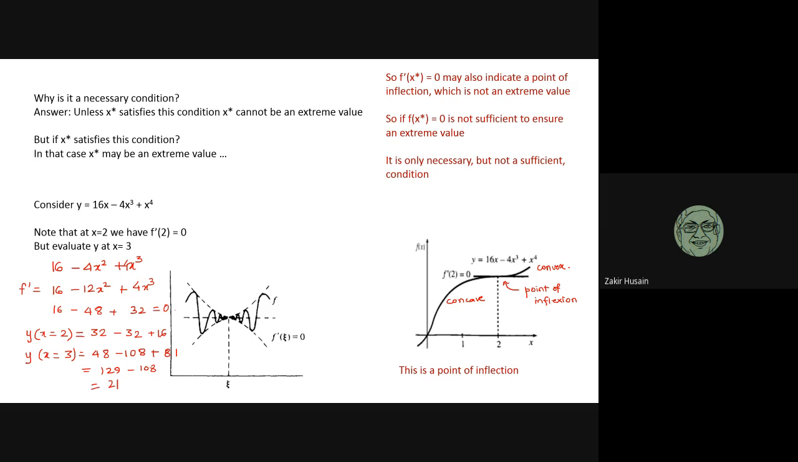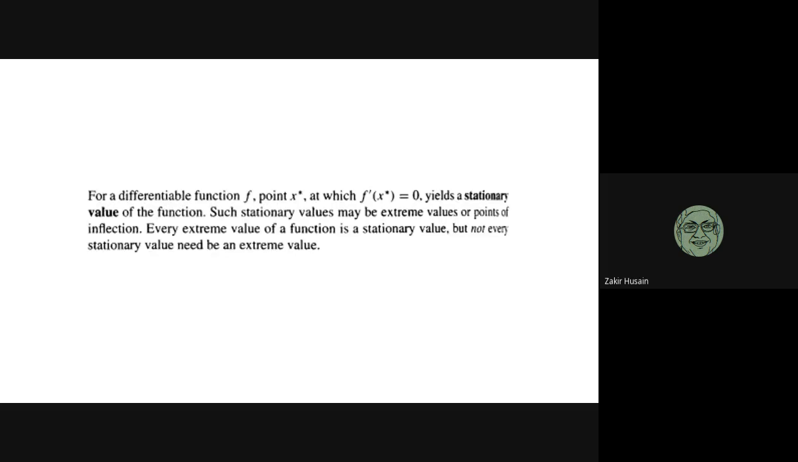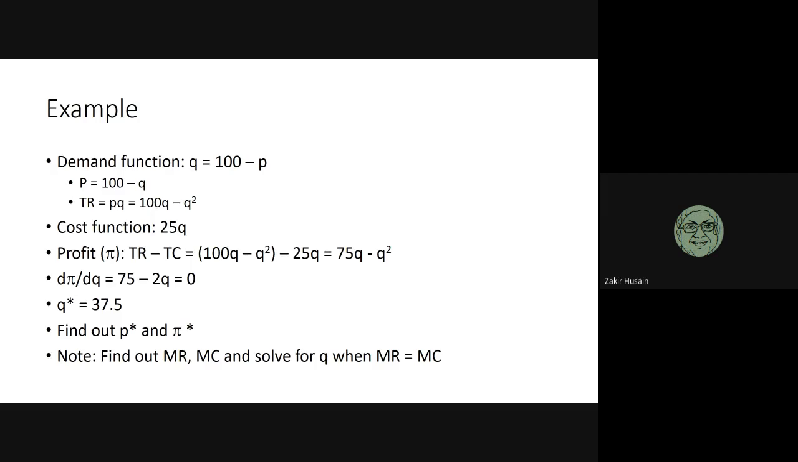This is another case where you have what is called a stationary point. But again, there's no maximum or minimum over here. Okay, so f prime equal to 0 yields a stationary point. The stationary point may be extreme, that is max or min, but it may also be a point of inflection, or it may represent some other case.